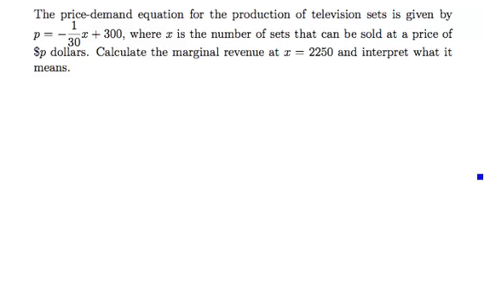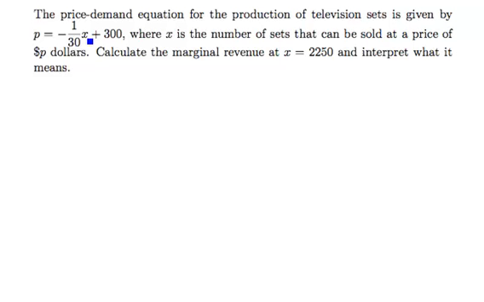In this problem, we're given a price-demand equation that relates the number of TV sets that are being produced with the price that we can price them at. And a price-demand function, again, gives you this relationship. So if you know the number of TVs you want to produce and sell, this will predict the price at which you're going to need to price them in order to sell them.